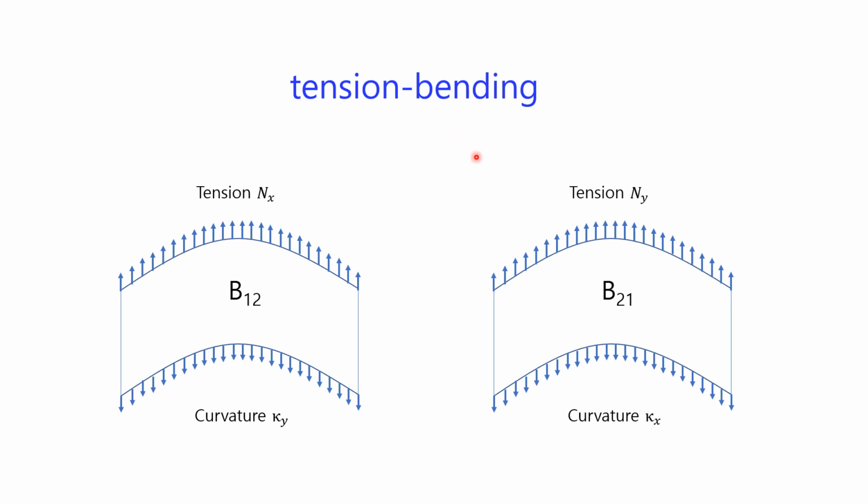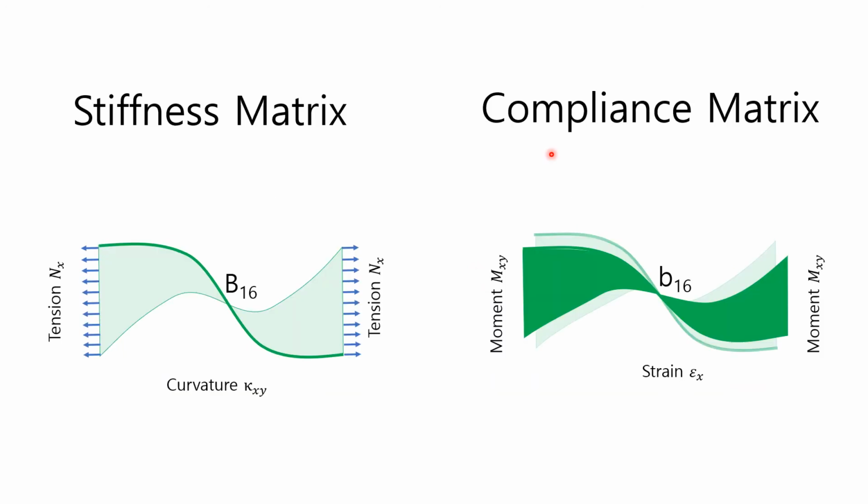If you watch the previous videos, you can easily understand upcoming videos. In the previous video, E35, I explained how to find the role of individual stiffness elements. Recently, I explained how to interpret the stiffness matrix elements and also compliance matrix elements, and how to read the laminate code.